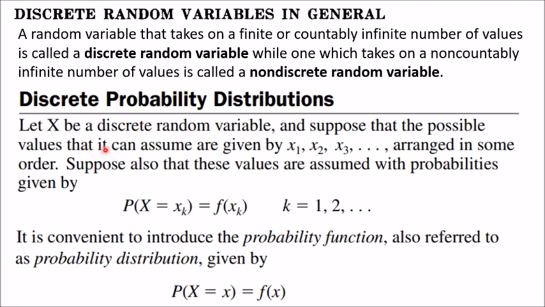What is this? Let x be a discrete random variable and suppose that the possible values that it can assume are given by x sub 1, x sub 2, x sub 3, and so on, arranged in some order. Suppose also that these values are assumed with probabilities given by this formula. The probability of the random variable x equals x sub k is equal to f of x sub k, where k is equal to 1, 2, 3, 4, and so on. It is convenient to introduce the probability function, also referred to as probability distribution, given by the formula above.